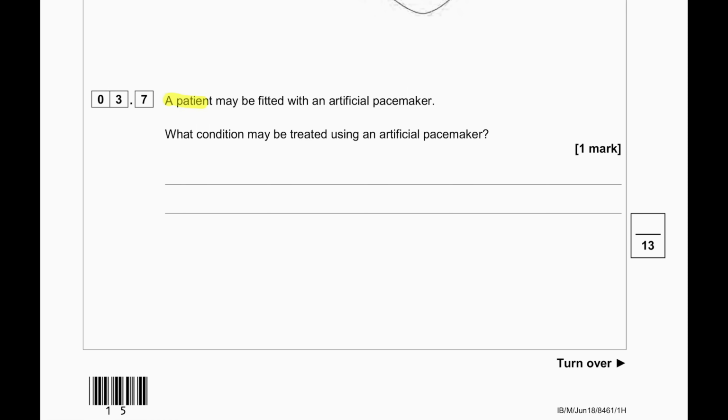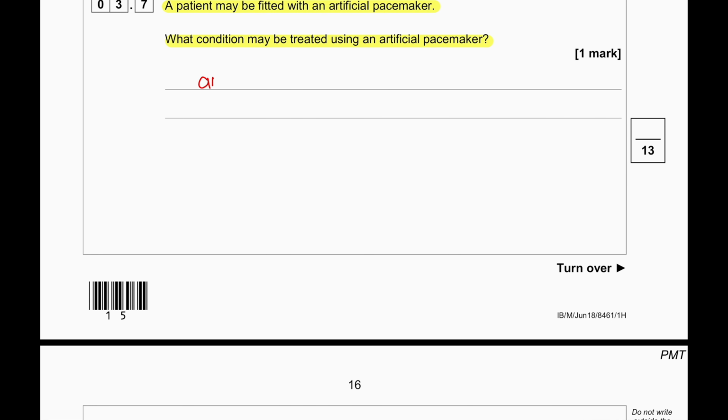A patient may be fitted with an artificial pacemaker. What condition may be treated using an artificial pacemaker? So if the particular patient has an irregular heartbeat, too fast or too slow, then it can be treated with an artificial pacemaker.